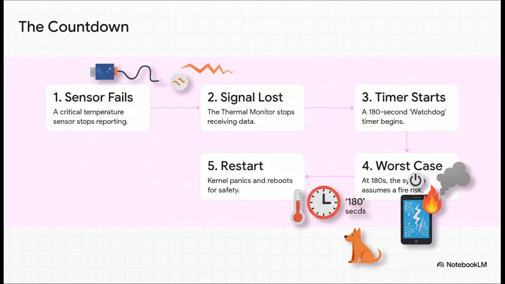So here's the chain of events, step by step. First, one of those critical temperature sensors fails. It just goes silent. Then, the thermal monitor realizes it's not getting a signal anymore. That's when this watchdog timer kicks in and starts a very strict 180-second countdown. And if that sensor doesn't report back in time, the system assumes the absolute worst-case scenario, a potential thermal runaway that could lead to a fire. So to prevent that, it triggers a kernel panic and forces a hard restart.